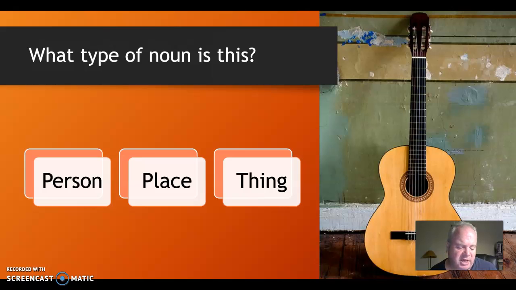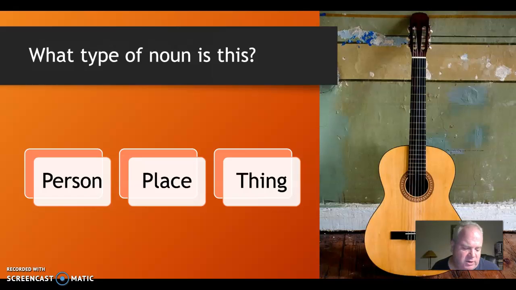When I show you this slide, I want you to tell me what the picture is and whether it is a person, place, or a thing. Student responds, it is a guitar and it is a thing. Very good job identifying the first type of noun. We are going to look at another slide.